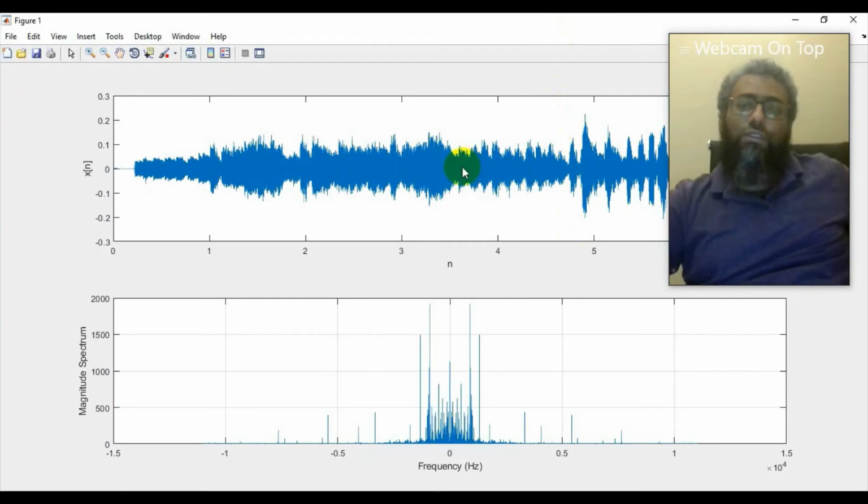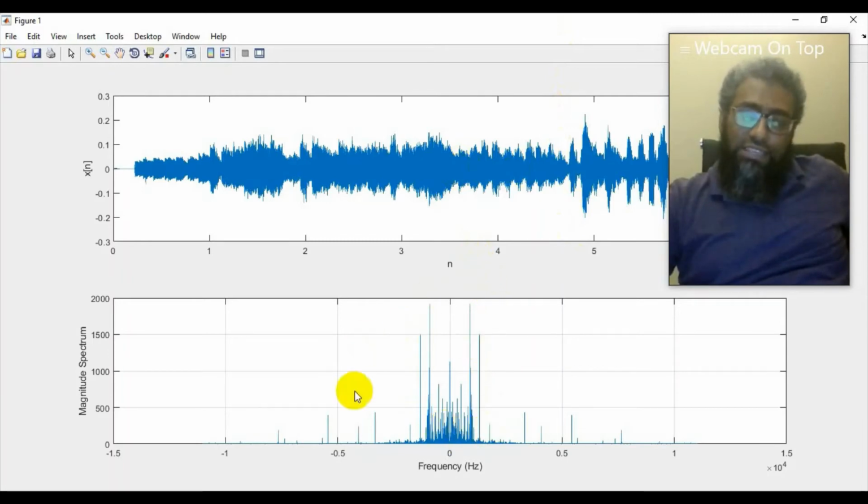So this is the signal of Pink Panther. Pink Panther's theme song, or theme music rather, and this is the spectrum.